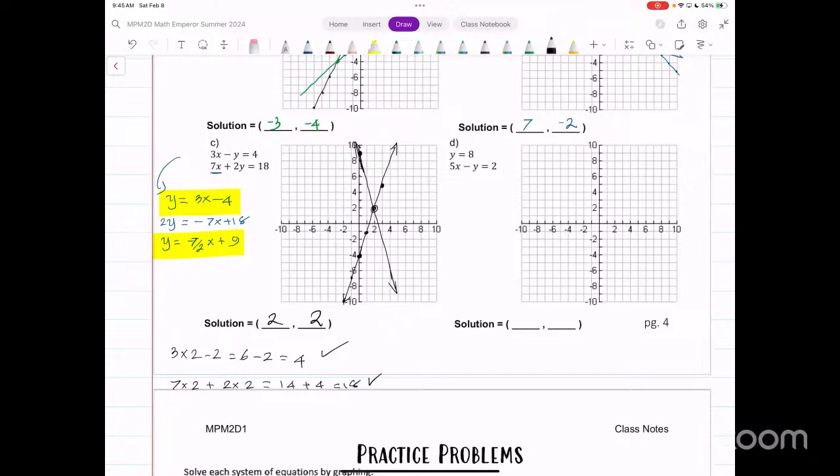Okay, can we move on to the next question, guys? Y is equal to 8. So how do you draw y is equal to 8? How do I draw the line y is equal to 8?